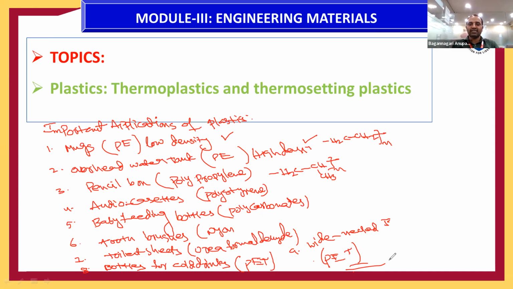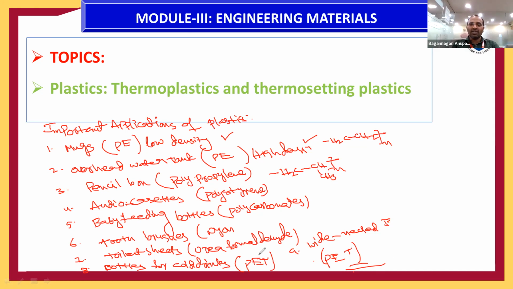And audio cassettes are prepared by polystyrene. Baby feeding bottles are prepared by polycarbonates. Toothbrushes are prepared by nylon. Toilet sheets are made by urea formaldehyde. And one more, bottles for cold drinks, fruit juices, beers, etc., are prepared by polyethylene terephthalate. And wide necked jars are also prepared by polyethylene terephthalate.